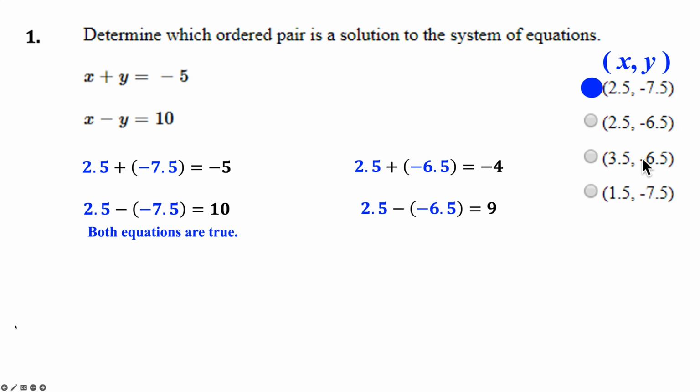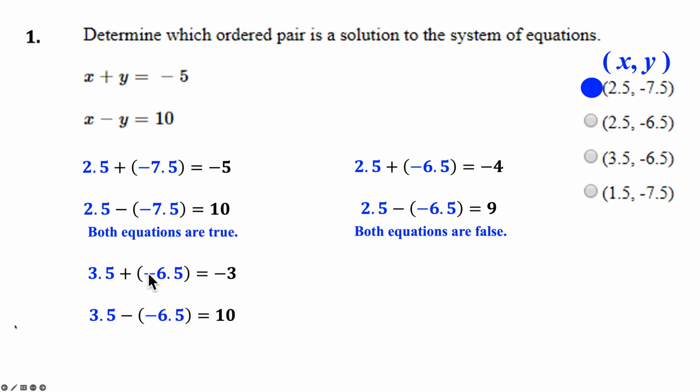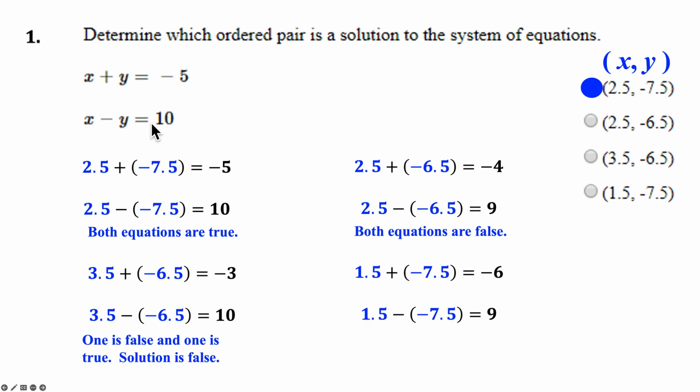Let's plug in 3.5 and -6.5. If I plug those in, I get a -3, which is not the same. But the second point, or second equation, does work. So that point is on this equation of the line. It's just not on this one. So it's not a solution. All right? And 1.5 comma -7.5. Check to see if they're going to be in my lines. 1.5 plus -7.5 is -6. That's not a match. 1.5 minus negative, that's plus 7.5, that's 9. It's not a match. That's not a solution.